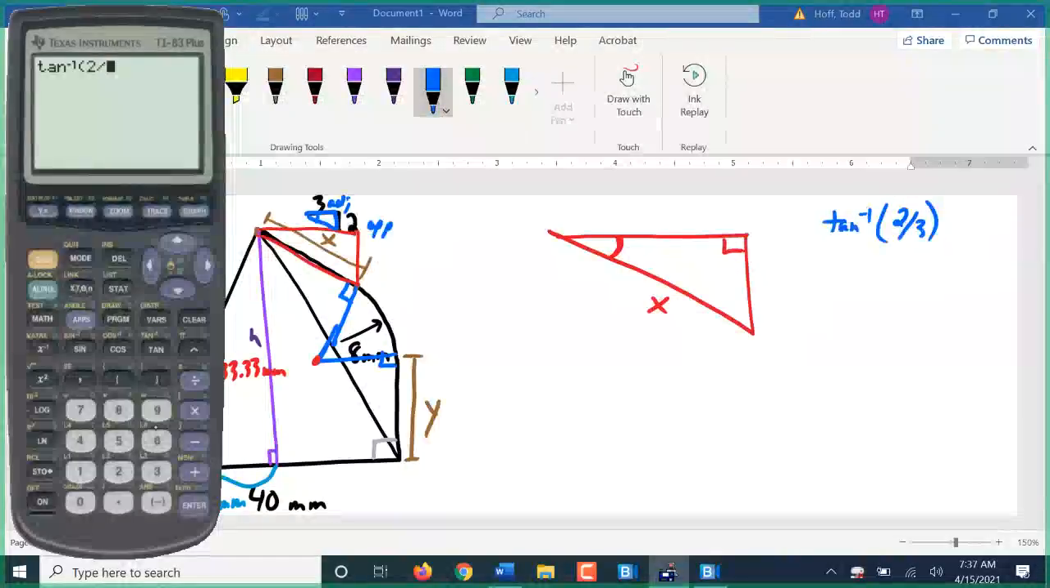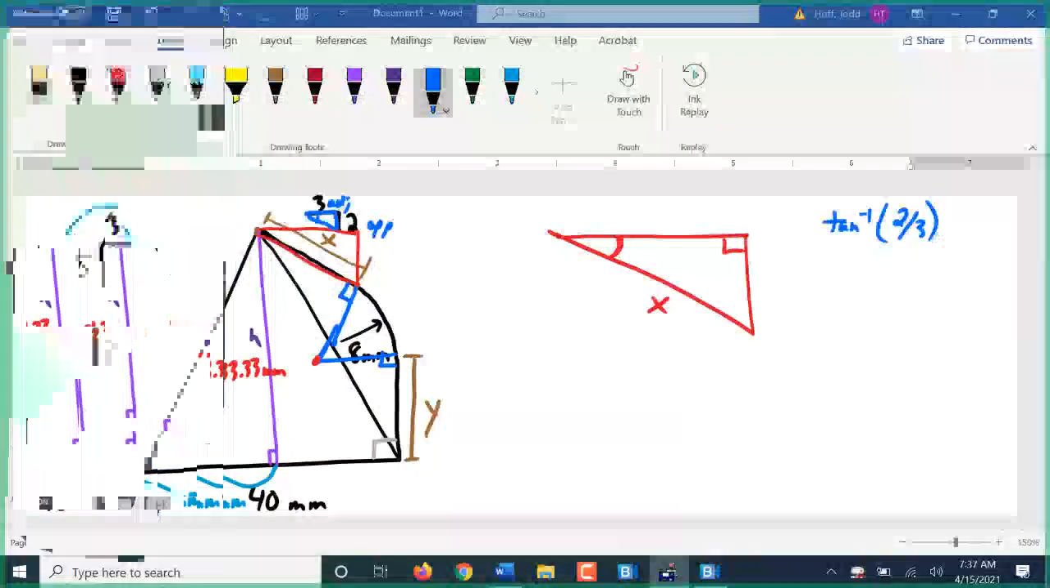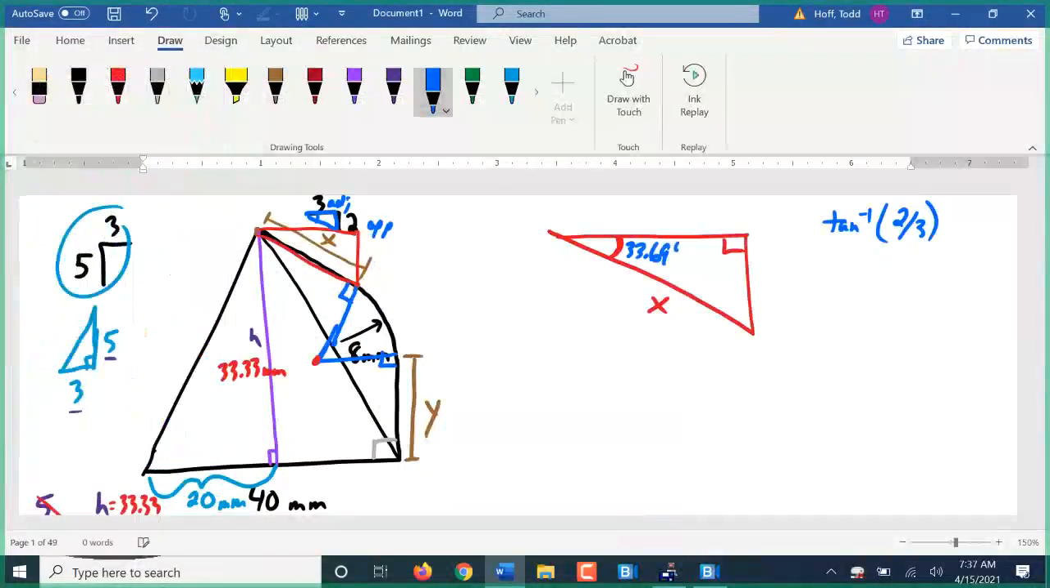Second tangent, 2 divided by 3, gives us 33.69 degrees. This point, that's the only dimension we know on that triangle is that angle. Well, we know 2 angles. We know the right angle. And I suppose because of that, we do know that this third angle down here has to be 56.31 degrees. So we know all 3 angles of that triangle. We just don't know any sides quite yet.